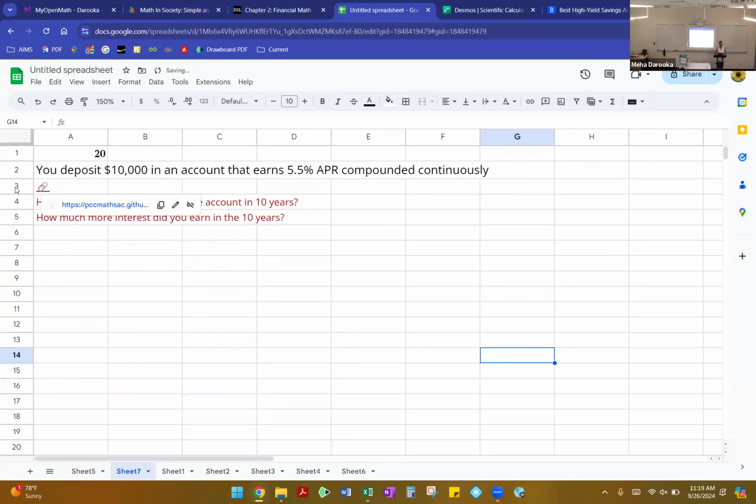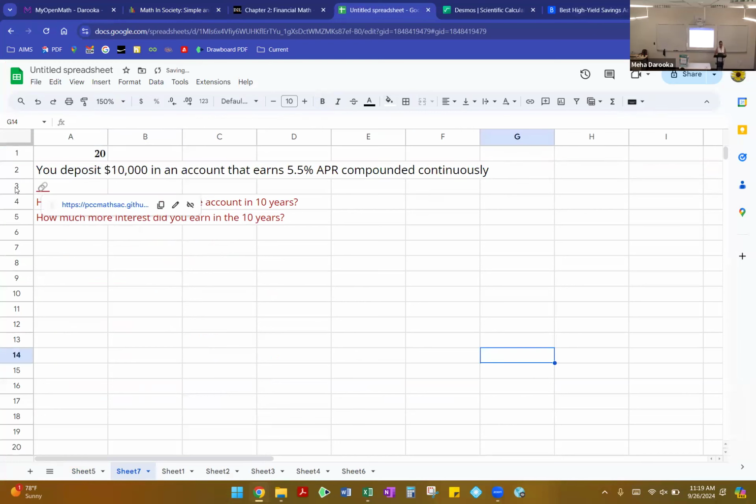Here's the second half. You are depositing $10,000 into an account that is earning 5.5% APR compounded continuously. This is what I was hoping, that we could show the difference between continuous and regular compounding. Your friend is depositing $10,000 also earning a 5.5% APR, but this account is compounded annually, right? That means we're only calculating interest once a year.